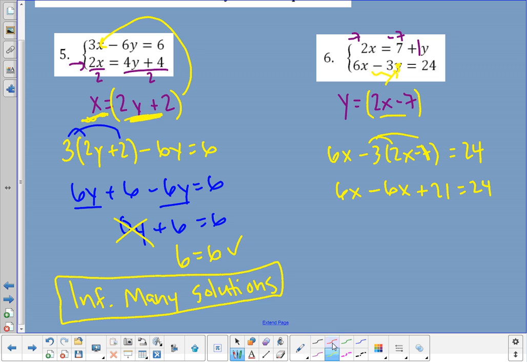And again, check it out. 6x minus 6x drops out. So I purposely got rid of the y by substituting, and in doing so, I got rid of the x term as well. So I'm left with 21 is equal to 24. And now we ask ourselves, is that true or is that false? And in this case, no, it's false. 21 does not equal 24. So your answer here is no solution.